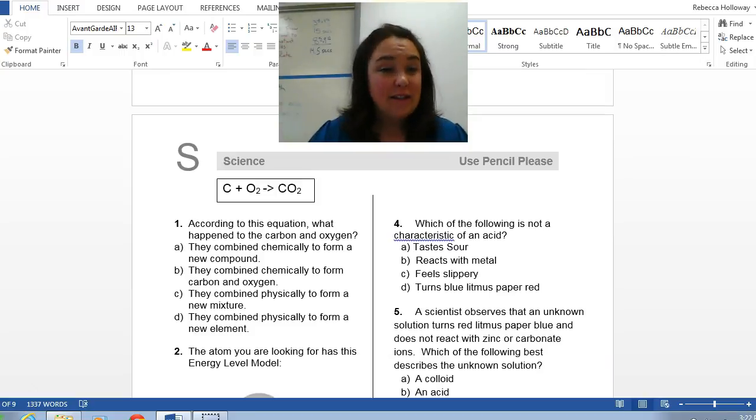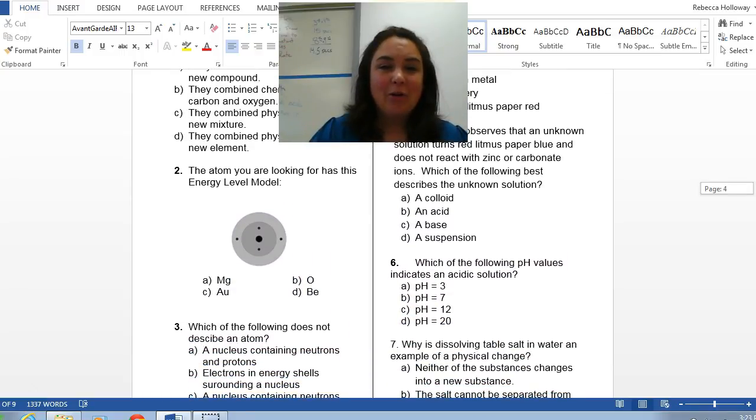Number 1 reads, C plus O subscript 2 yields CO subscript 2. So 1, according to this equation, what happened to the carbon and oxygen? A, they combined chemically to form a new compound. B, they combined chemically to form carbon and oxygen. C, they combine physically to form a new mixture. Or D, they combine physically to form a new element. According to this equation, what happened to the carbon and oxygen? Moving on to number 2.